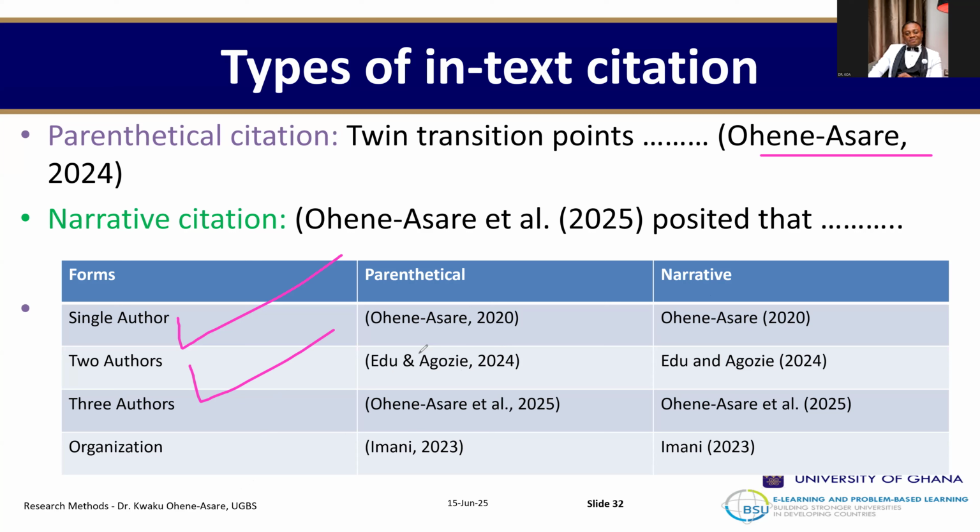Now you bring the bracket. You bring the two of them in a bracket because you have the parenthetical. But when you are narrating, you bring the two of them out of the bracket. So for the narrative, you bring the person out, but you put the year in the bracket. For the parenthetical, you put both the person and the year in the bracket.